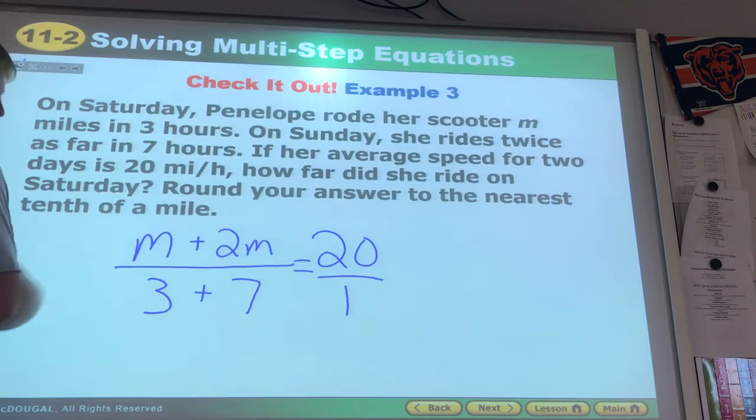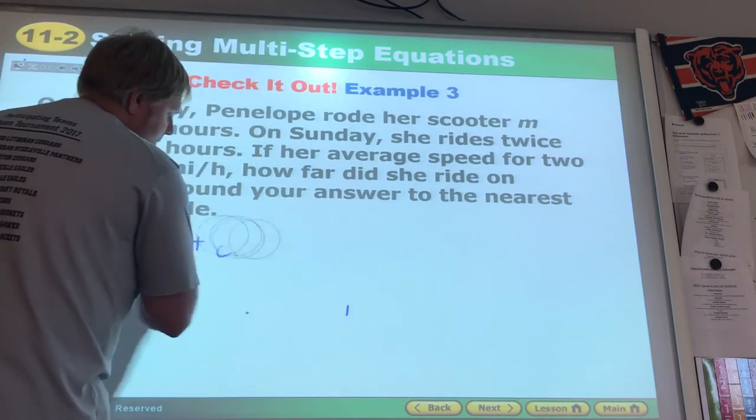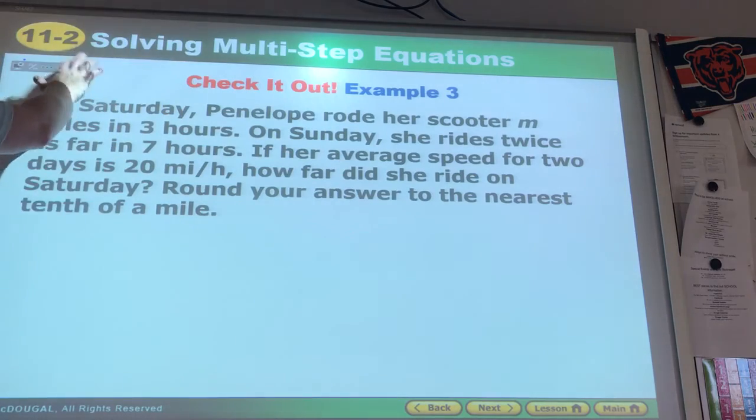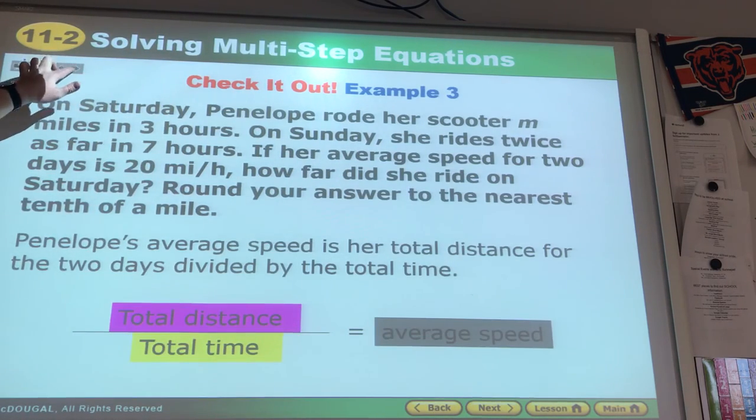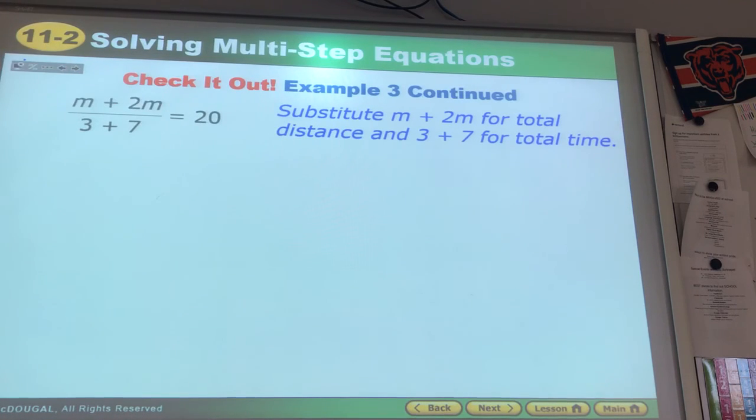Miles on bottom, and on top, we're going to combine the bottom numbers and the top numbers, so it's not really a true fraction. All right? So total distance over total time, the average speed. All right? They're going to add like terms. M and 2m makes for 3m. 3 and 7 makes for 10.